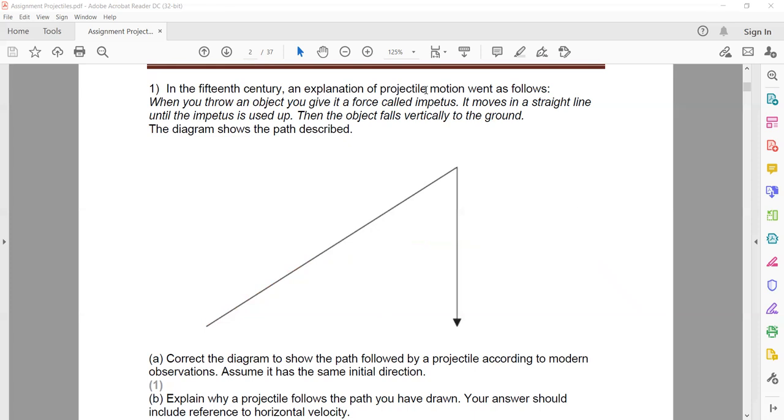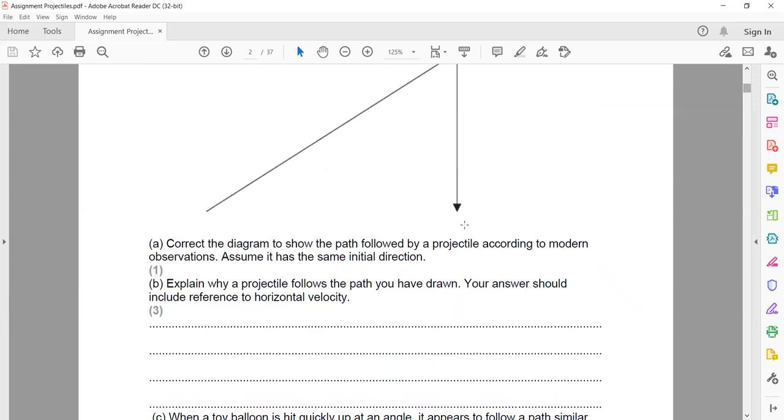Then the next part is saying, explain why the projectile follows the path you have drawn. So the path which we have drawn shows that this projectile will follow a parabolic path. So why will it follow this parabolic curve or parabolic path? And you should include the reference of horizontal velocity. So why does a projectile follow the path which we show?